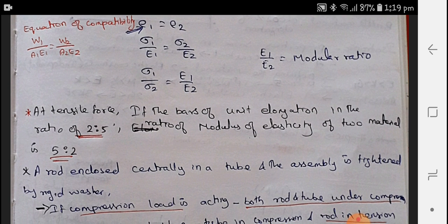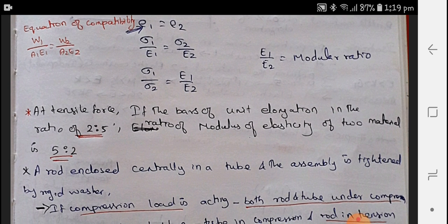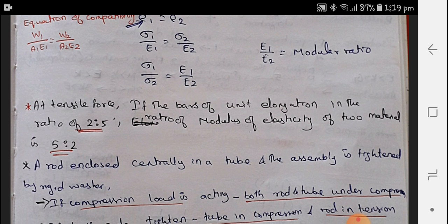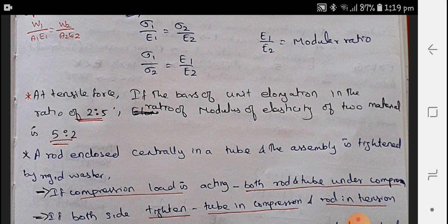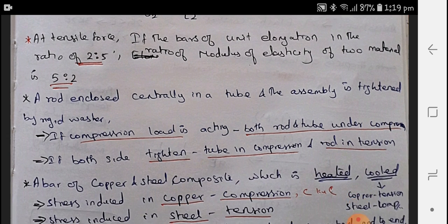And please note the following points. A rod enclosed centrally in a tube and this assembly is tightened by a rigid washer. What happens if the compression load is acting? Both rod and tube are under compression. If they are both tightened, the tube is in compression and the rod in extension.